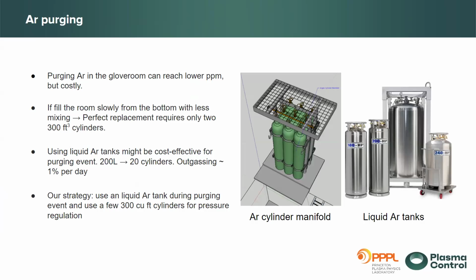For purging, we were thinking of different strategies, one of them being using the argon cylinders. Just because of the sheer volume that we're dealing with in the glove rooms, it can be a little bit expensive over time. So another option is to use the liquid argon tanks that have about 20 times the volume of the cylinder per tank. The downside is outgassing a little bit every day. So we want to use this for purging events where you have to replace larger volumes, about a few times the box volume. And then for maintaining the pressure, you can probably get by with the smaller cylinder.